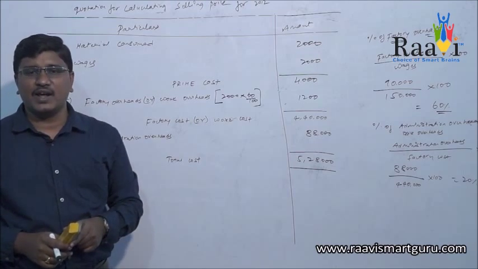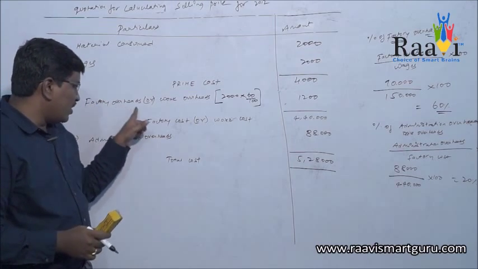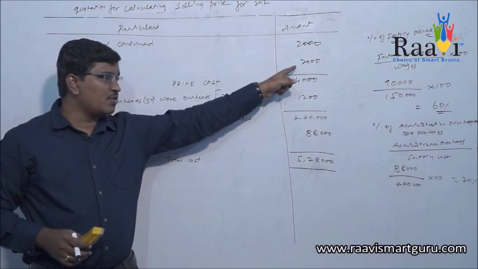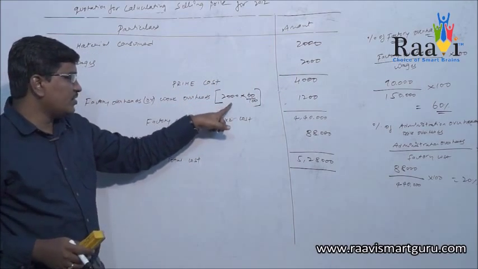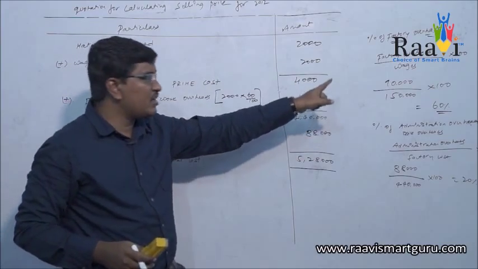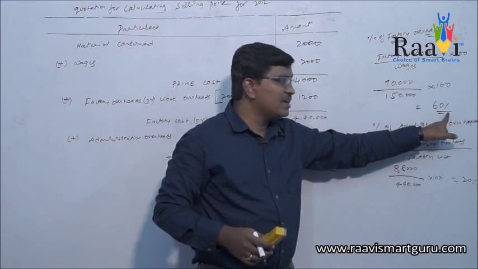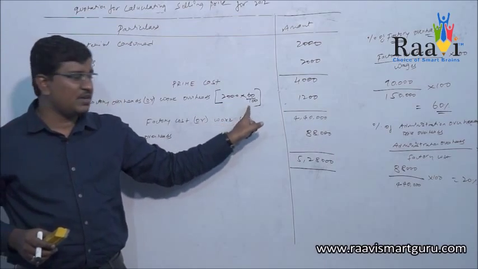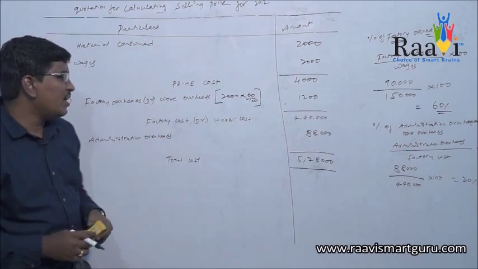How did we get this 1,200? Factory overhead should be calculated on wages. The wages value is given in the question, that is 2,000 rupees. On this 2,000 rupees we already calculated the percentage of factory overheads, that is 60%. On this 2,000 we need to calculate the 60%. You will be getting a value of 1,200.